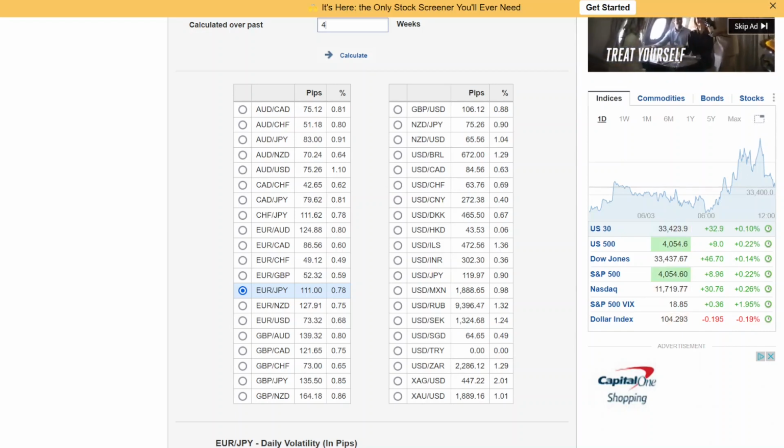So here, as you can see, our pair Euro JPY moves around 111 pips, or pips doesn't really matter, per day on average over the past month, which doesn't have to be specifically the month from the 1st to the 30th or the 29th or whatever. It could just be the past 4 weeks as of today. So the average pips it moves is 111.